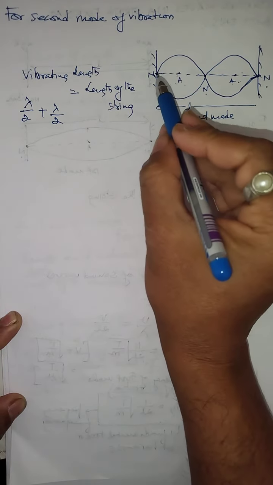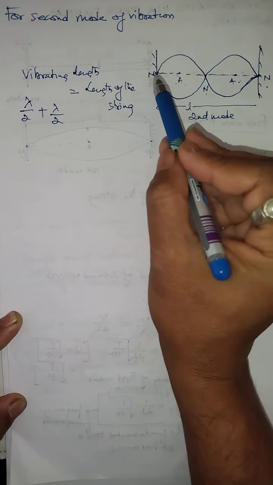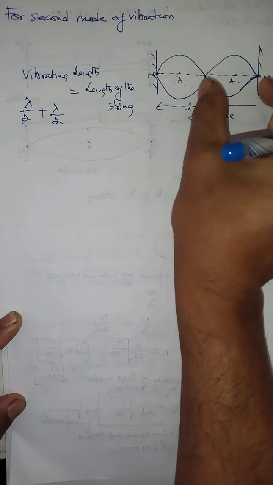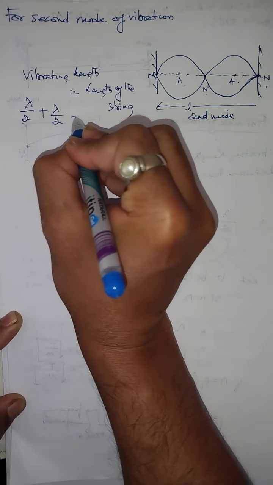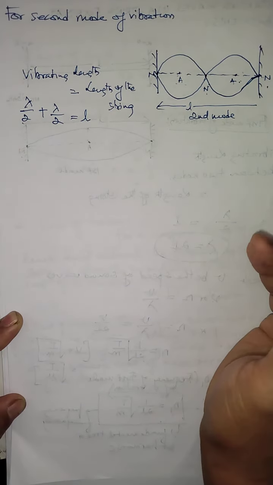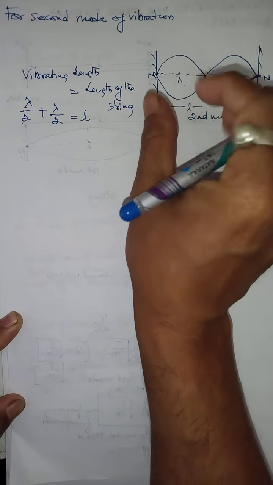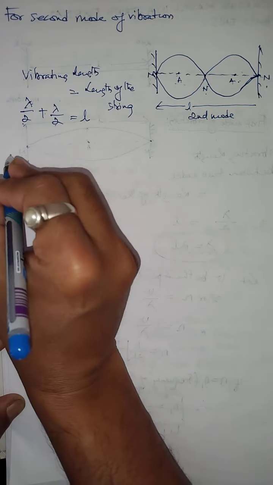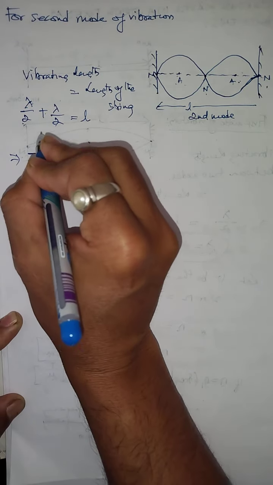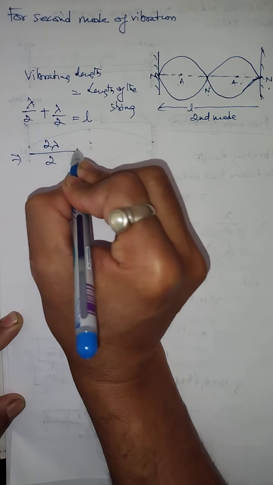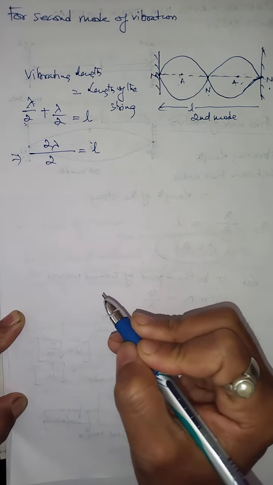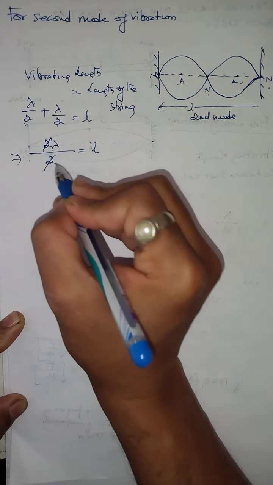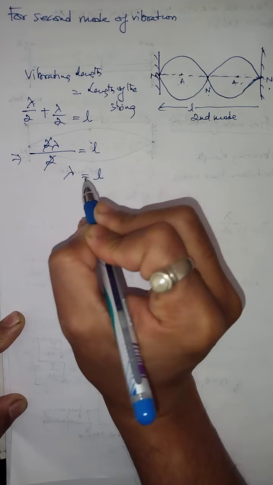I just made the condition that the distance between two nodes is always lambda by 2, and the distance between these two nodes is also lambda by 2. This plus this distance is L. So the vibrating length is the distance between this node and this node plus the distance between these two nodes. So lambda by 2 plus lambda by 2 equals L. Now take the LCM, which is 2, so 2 lambda by 2 equals L. Cancelling 2 and 2, L equals lambda.